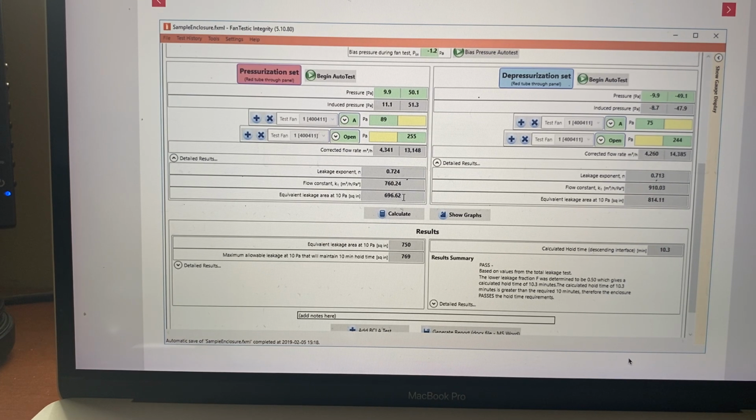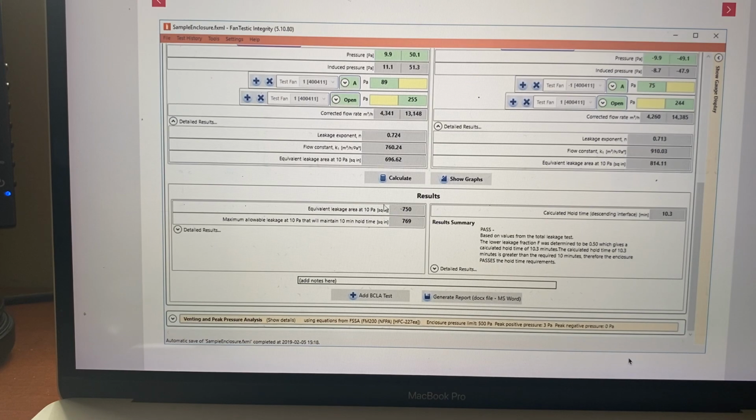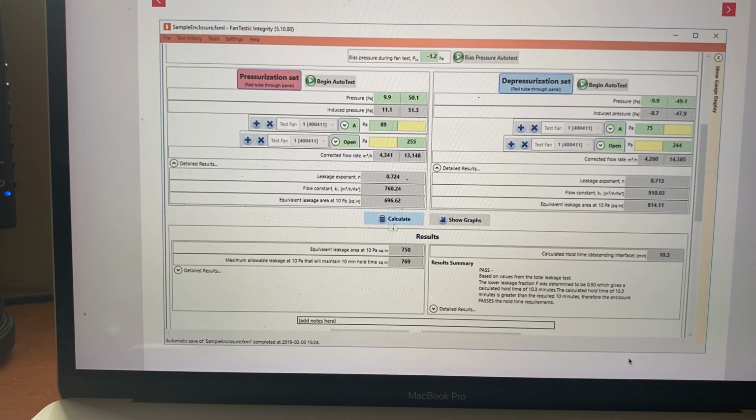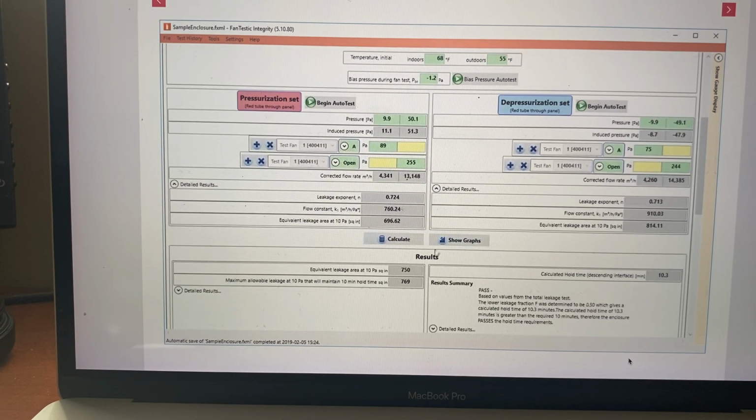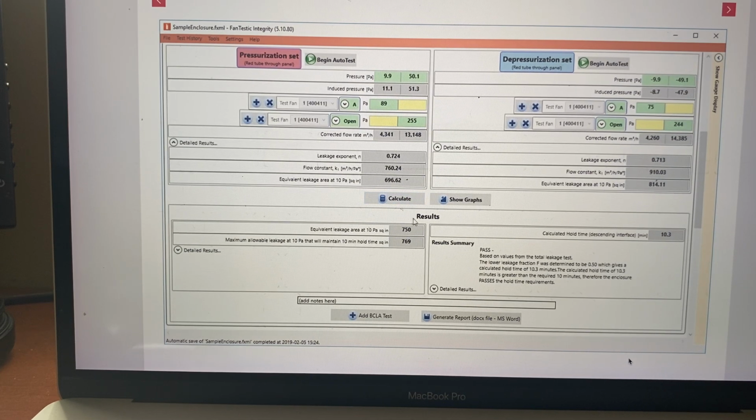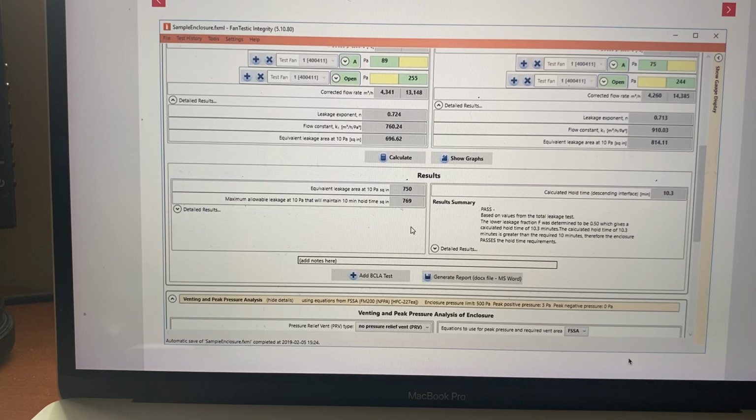I'll also show you the opening area calculated based on the two pressure points. The calculate button here, it's a good idea to click this if you make any changes to the inputs, just to make sure you're calculating with the latest data. Below, here's the average results section for these two sets.